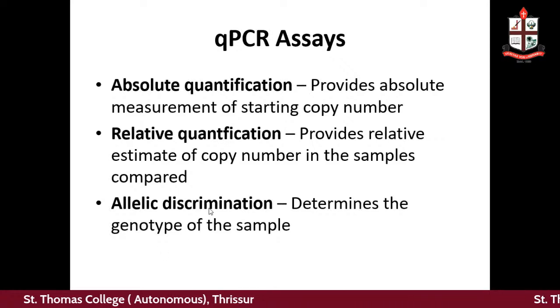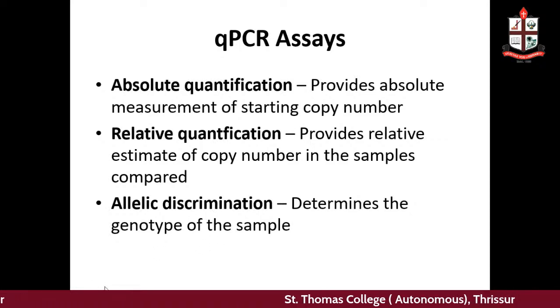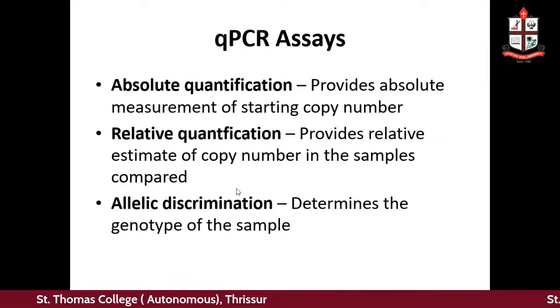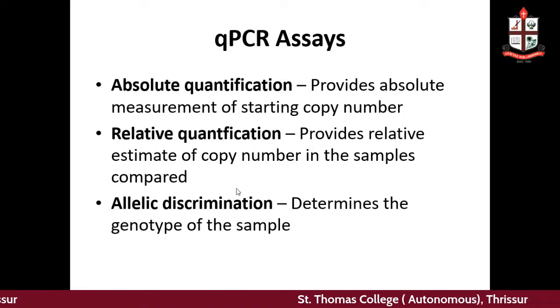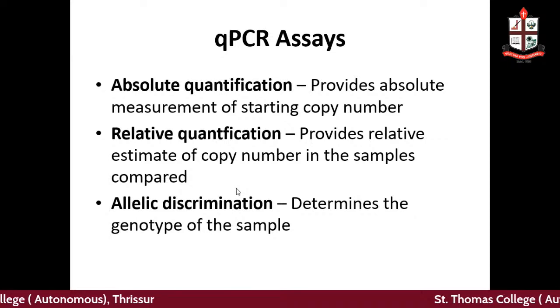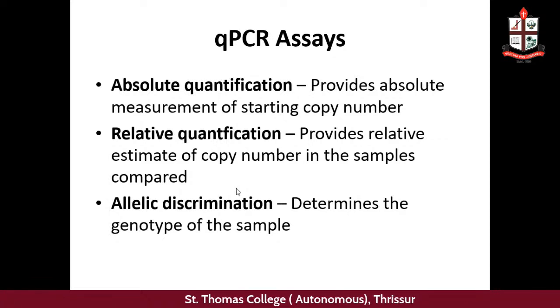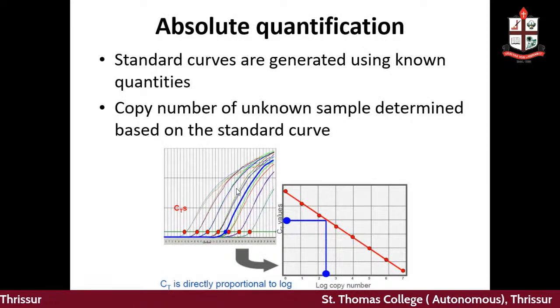And then allelic discrimination is used for marker analysis, most importantly SNP marker analysis. So if you have two different alleles of SNPs, then you can design different TaqMan probes to amplify these two different alleles, and then you can do an allelic discrimination analysis in the population. That is for genotyping, most importantly SNP genotyping. So these are the three different analyses involving qPCR.